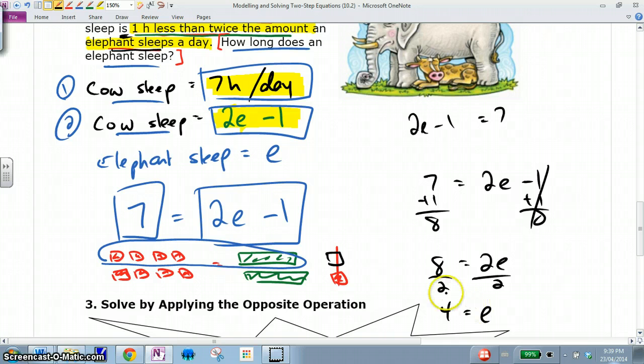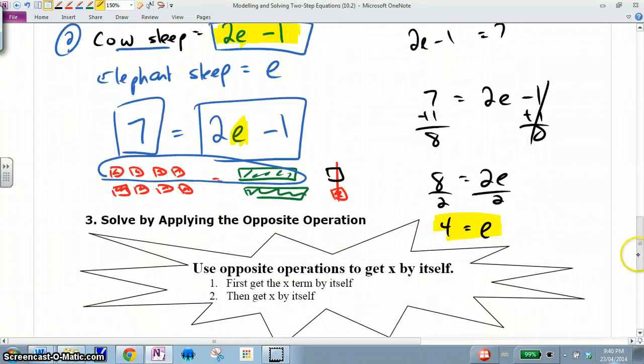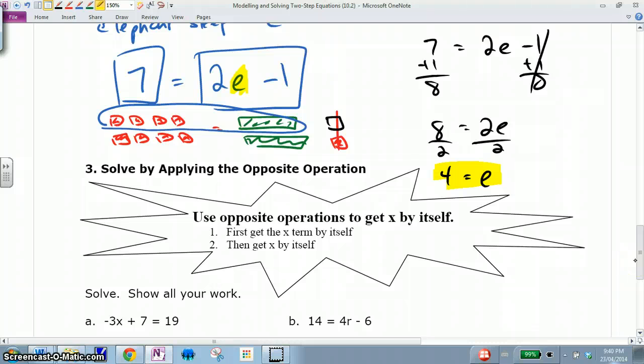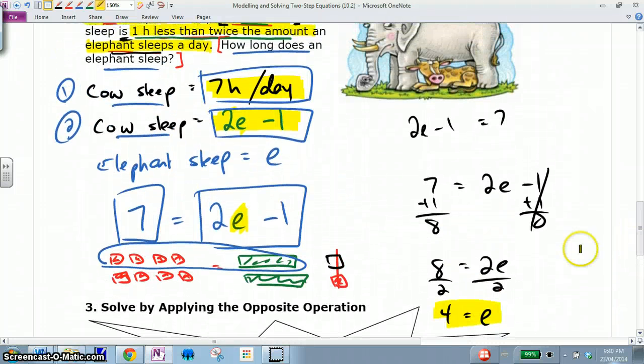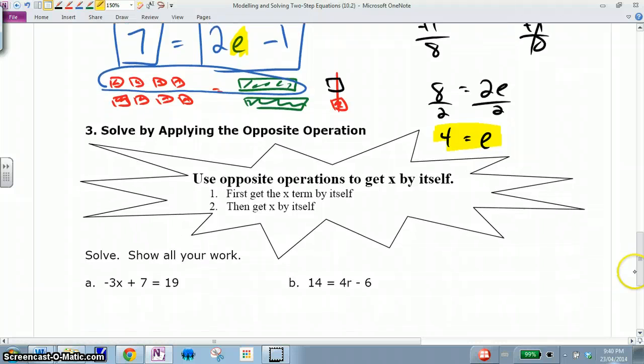You could now take our answer, 4 equals E, and you could put that back into our equation, right? 2 times 4 minus 1 is 8 minus 1, which is equal to 7. So it all checks, it all works, right? Again, make sure you can follow the diagram, the algebra.